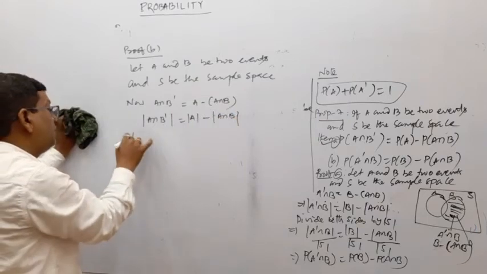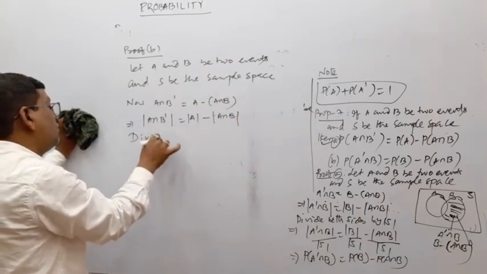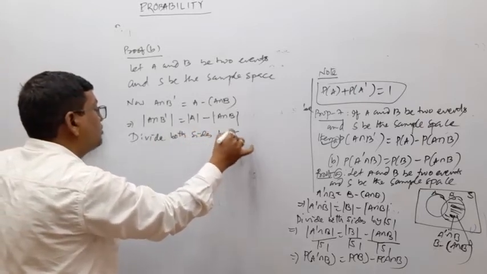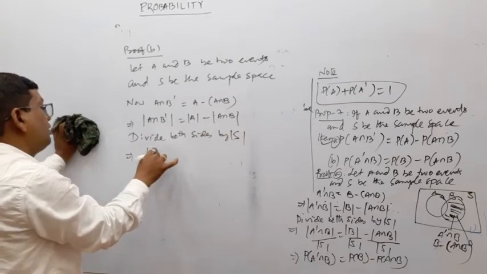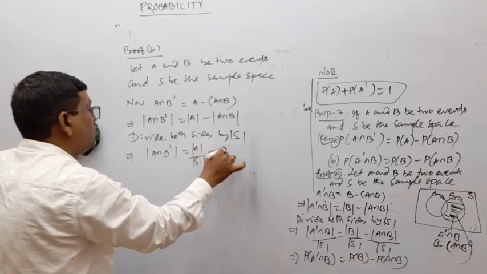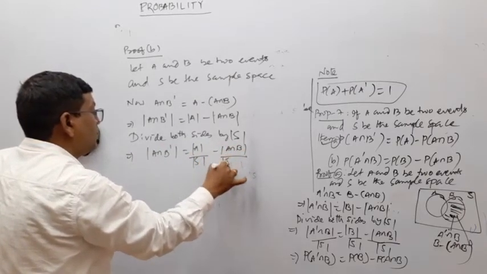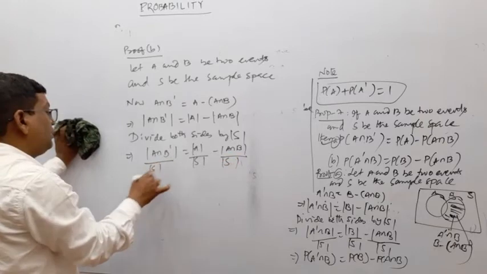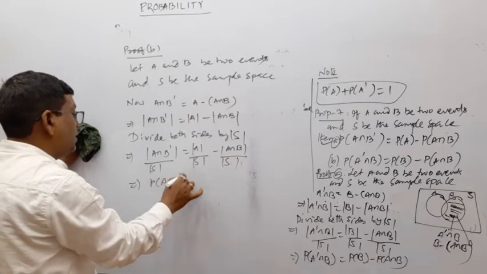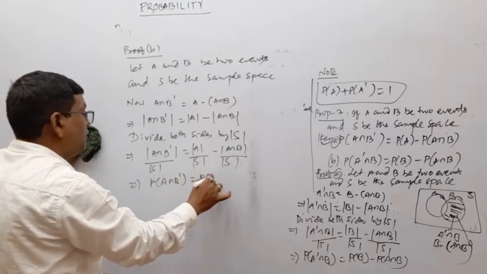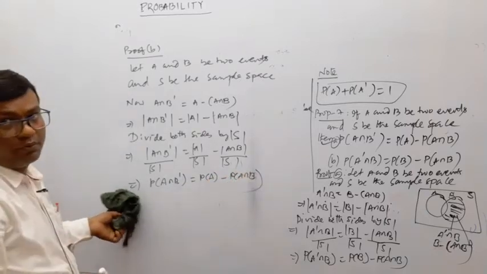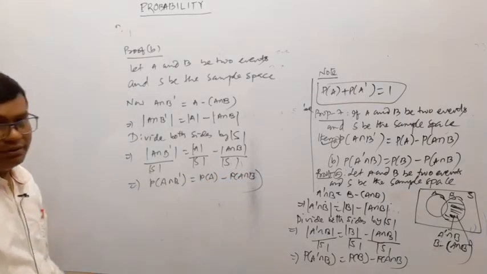Divide both sides by cardinality of S. So cardinality of A intersection B dash divided by cardinality of S is cardinality of A divided by cardinality of S minus cardinality of A intersection B divided by cardinality of S. So the probability of A intersection B complement is equal to probability of A minus probability of A intersection B. This is the proof of the second part.